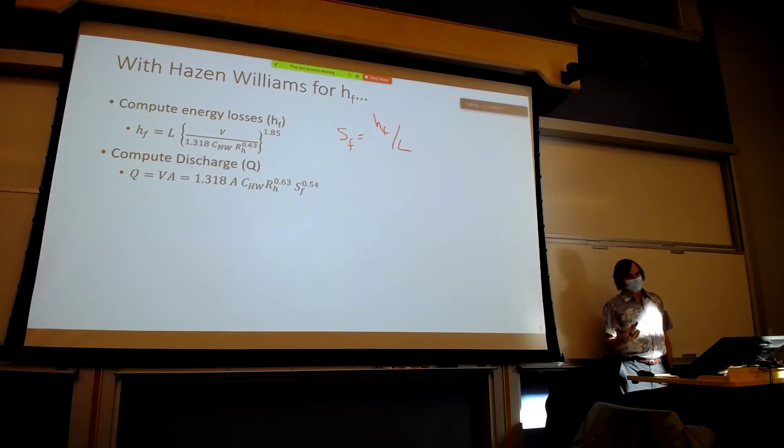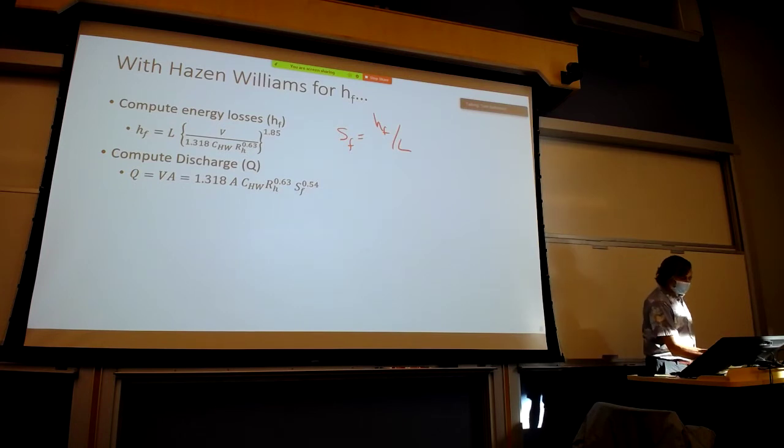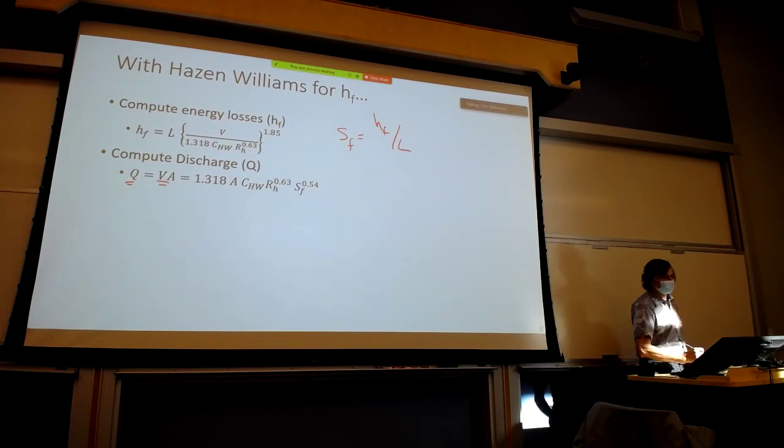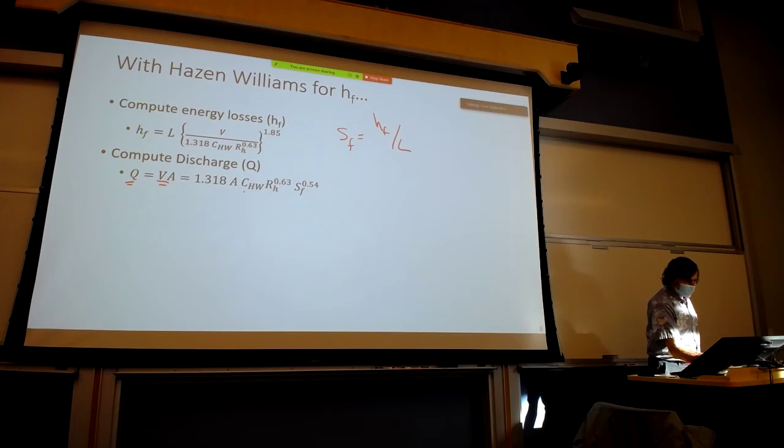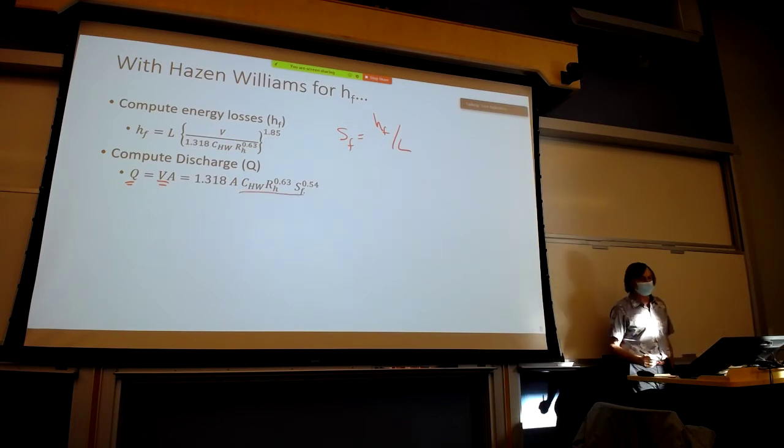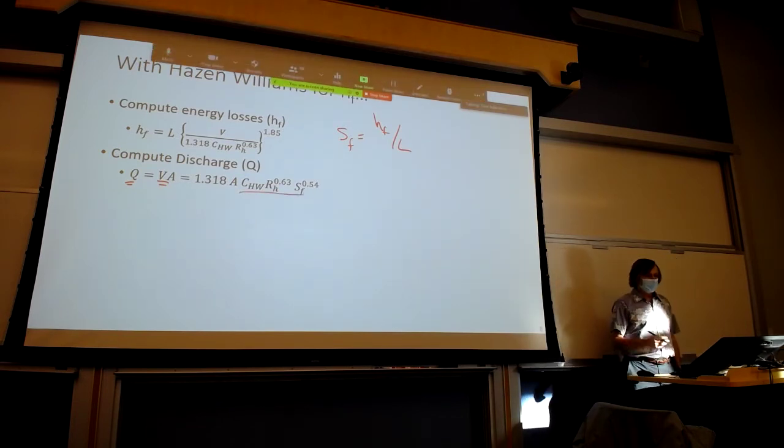The second class of equations for pipe problems is the discharge problem. And again, for the Hazen-Williams equation, we just multiply the velocity times the cross-sectional area and we get discharge. So again, for the discharge problem, you know everything on the right-hand side of the equation. The Hazen-Williams roughness coefficient is dependent on the material.